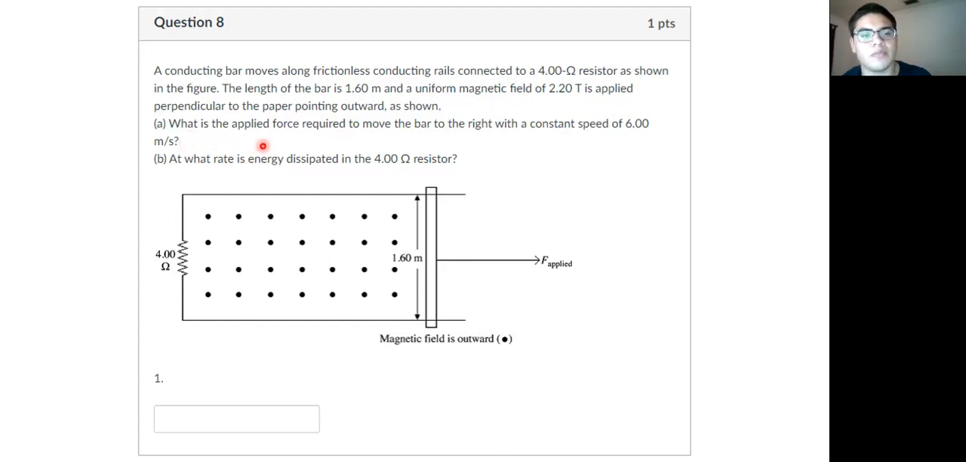A. What is the applied force required to move the bar to the right with a constant speed of 6 meters per second? And B, at what rate is energy dissipated in the 4 ohm resistor?